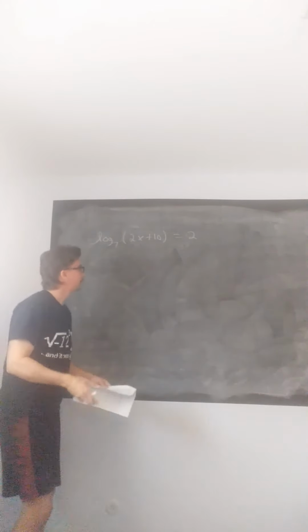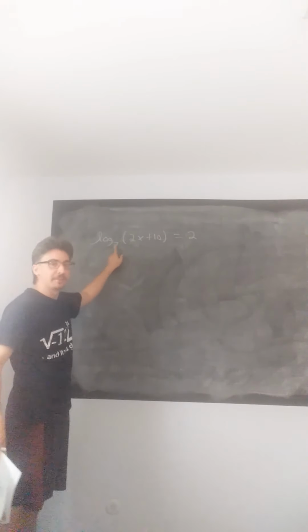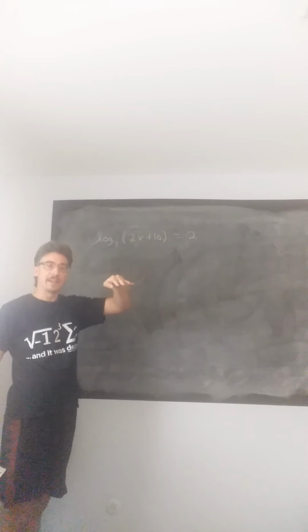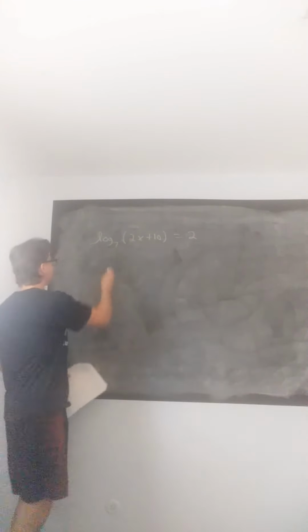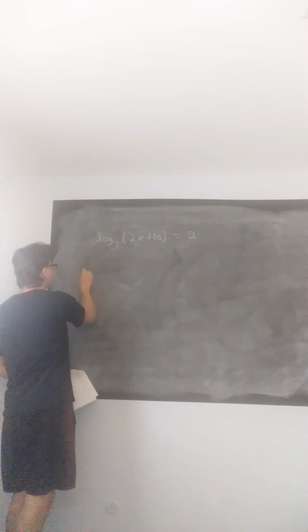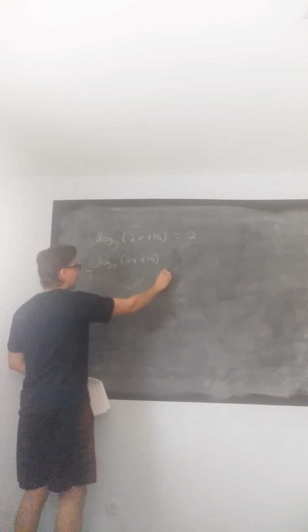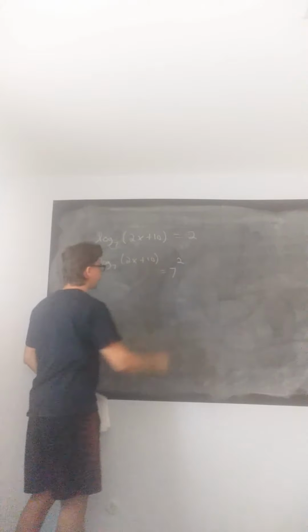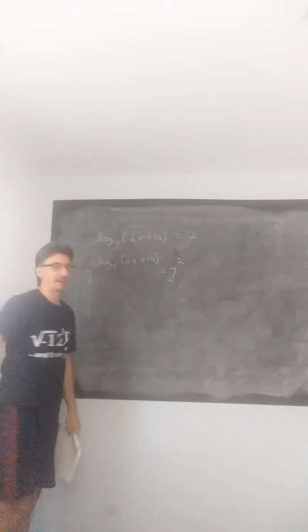This is a logarithmic equation, so remember where your focus should be, on the base, because the base is going to be the base for raising this whole expression up. So what we're going to do is take the base of 7 and raise it to the log base 7 of 2x plus 10. That equals 7 squared. If you raise one side by 7, you must raise the other side by 7.